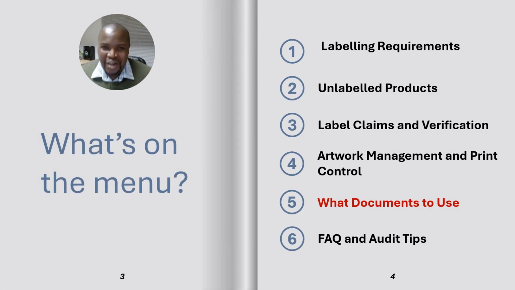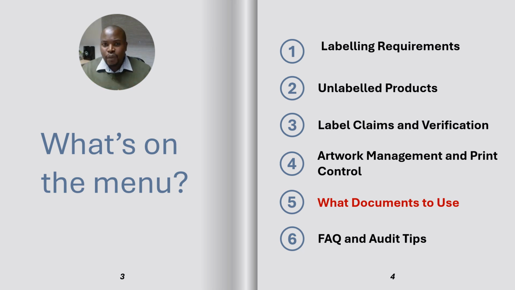So what's on the menu today? We have the following topics that we'd like to discuss with you, starting with labeling requirements, thereafter moving to unlabeled products. We're then going to look at label claims and verification, and then artwork management and print control, specifically looking at packaging materials, which will be category I. Then we'll look at what documents to use and show you some examples that you could use, including ones that we recommend from our toolkit.